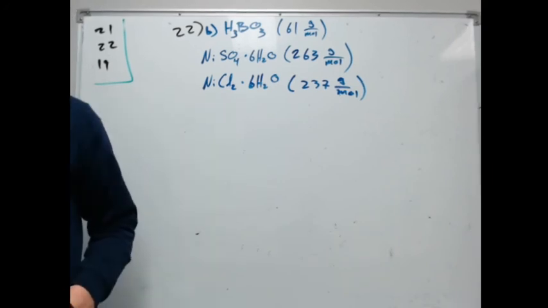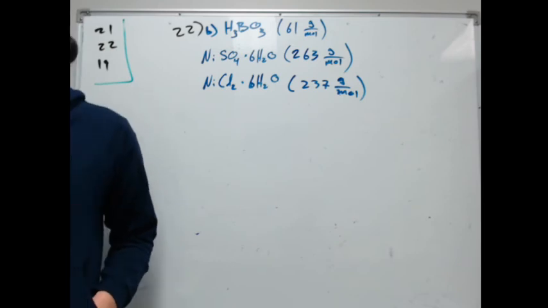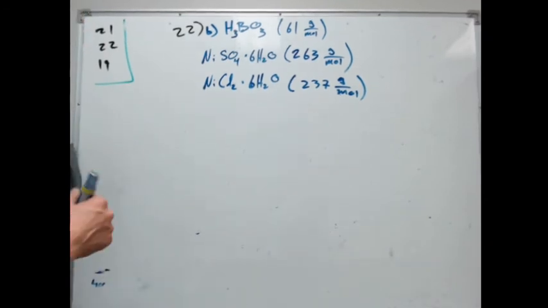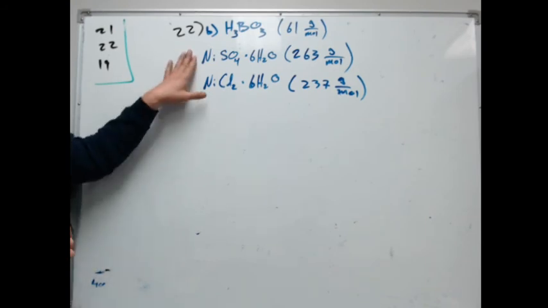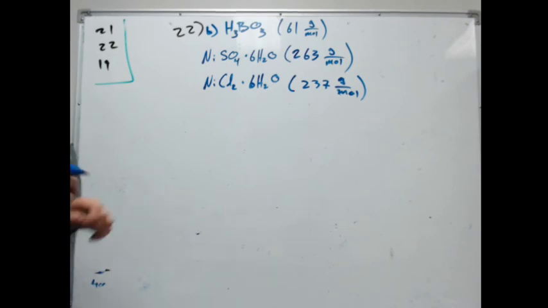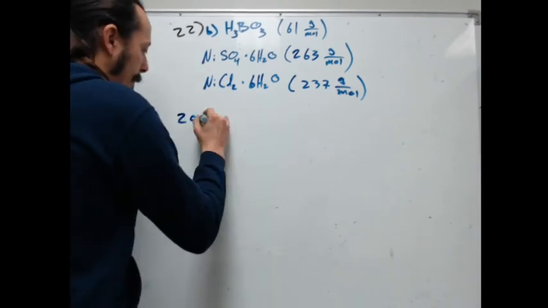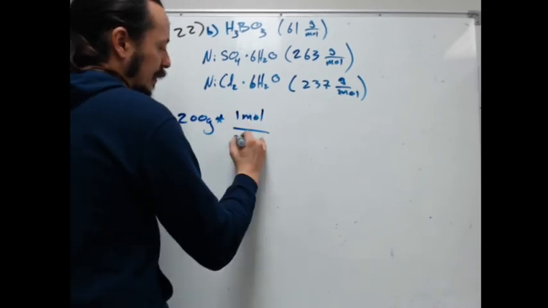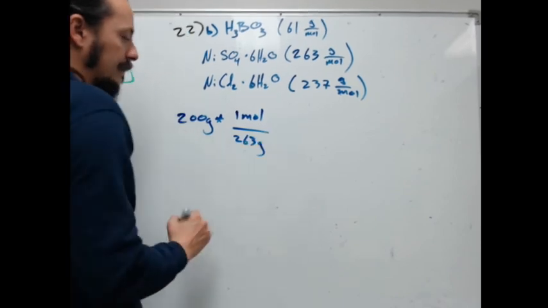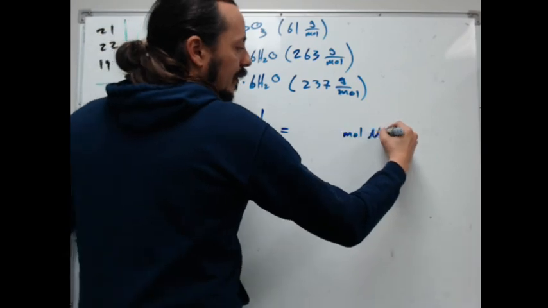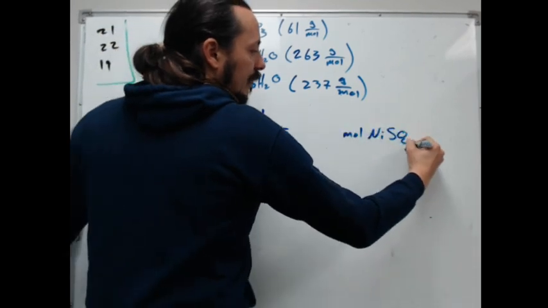Wait, I have a question. So I get how to find the moles in the whole compound, but I don't get how you're finding just Ni2+. Okay, so maybe this still isn't fair. So we can take our nickel sulfate, which we have 200 grams of. We can multiply that by 1 mole has 263 grams. And that's going to give us moles nickel sulfate hexahydrate.